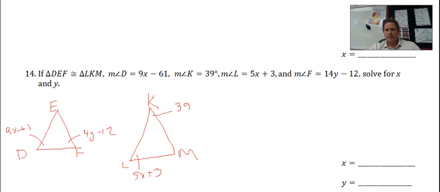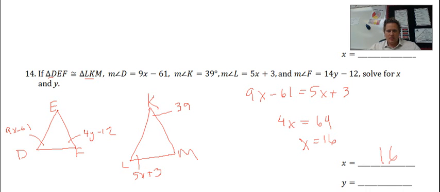So I can set these two equal. Remember, they're congruent. D and L are congruent to each other. So I'm going to do 9x minus 61 equals 5x plus 3. This gives me 4x equals 64. Let's double check: 64 divided by 4, x is going to equal 16. So here's the 16 that you have here.